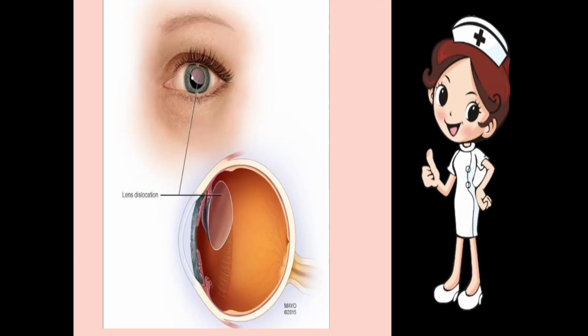This is an eye, and you can notice that the whitish area is the lens. When it gets dislocated, it will move upwards. Here you can see the position of the lens in this eye, but the normal position of the lens is here. These are the muscles which hold the lens in its normal position. Now it gets dislocated. This is known as posterior dislocation of the lens.